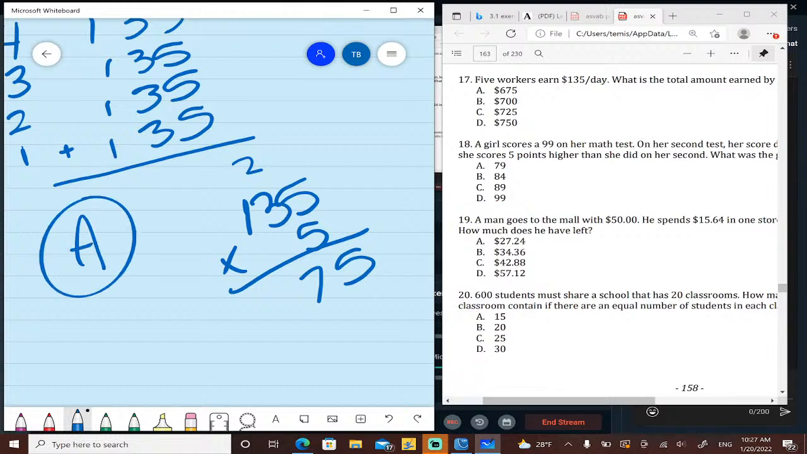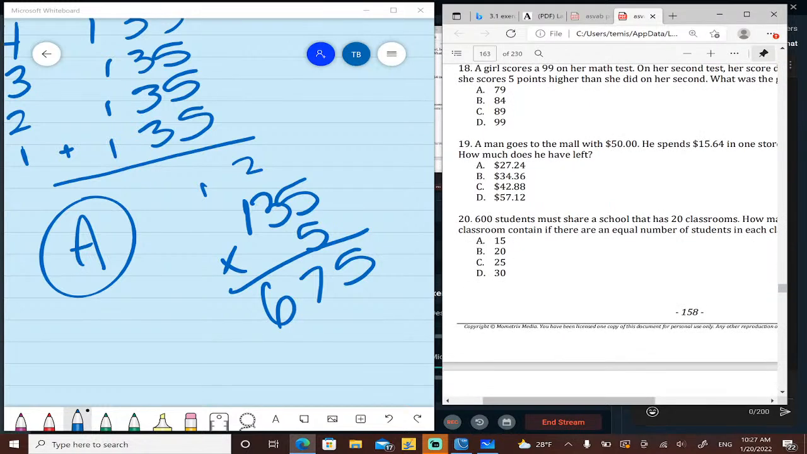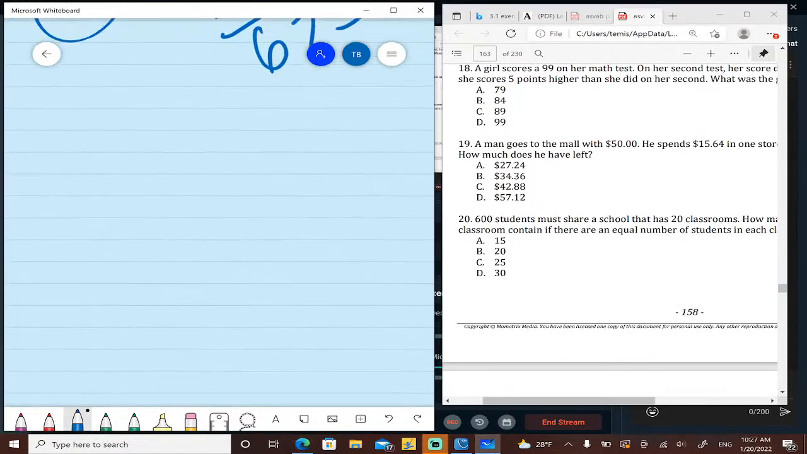But if you don't believe in that magic, let's keep working it out and test it out and see. So that was 17. 5 times 1 is 5. Plus that 1 we carried was 6. Boom. Now do you believe in magic? Let's look at number 18.